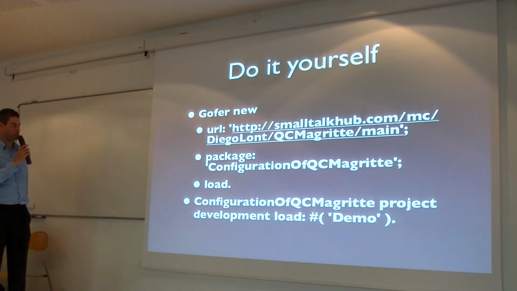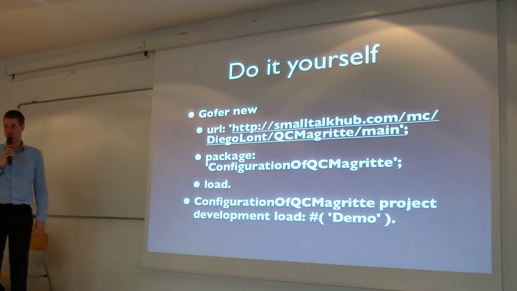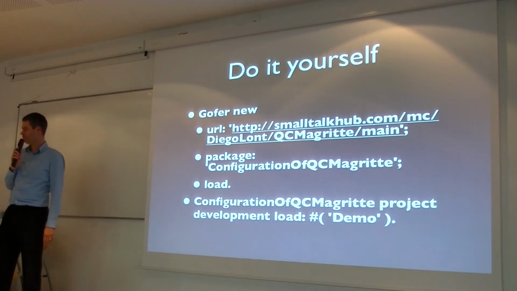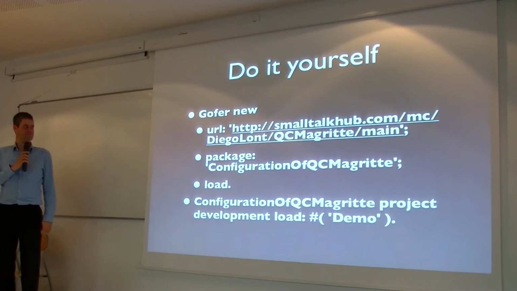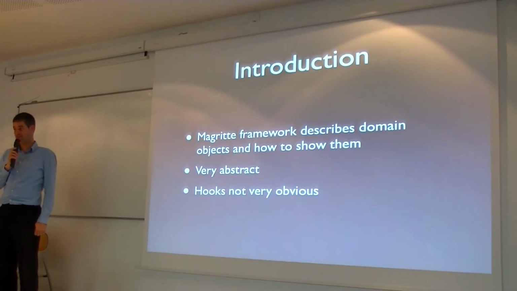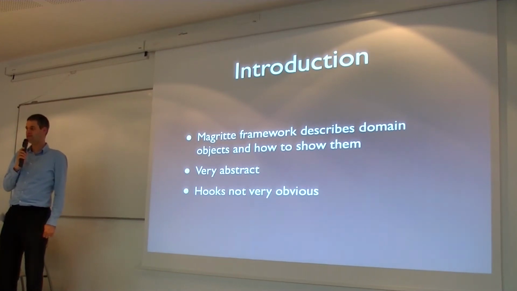For the people who want to look at the code together with me, because I will show a few code snippets, you can download it at Smalltalkhub under my user, the project called QC Magritte, and simply load the configuration and you should be fine. It works best if you already have a Seaside image, by the way, because otherwise you will be a bit behind. It will of course load Seaside and Magritte. Who of you has used Magritte before?